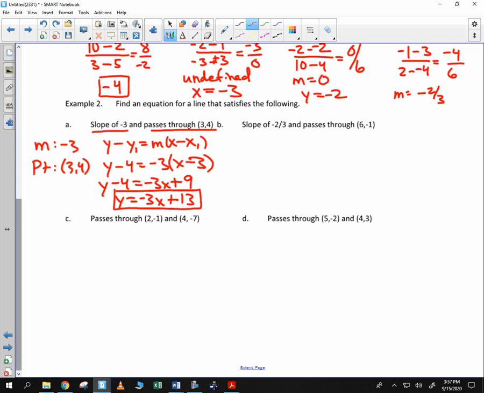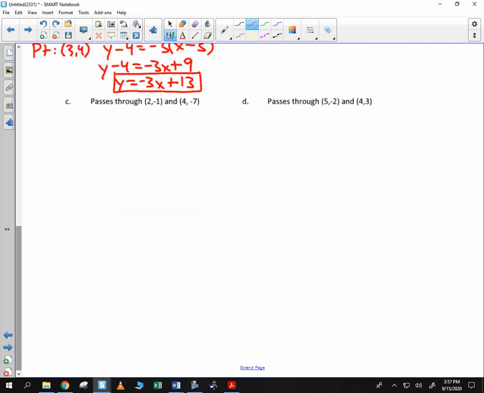We won't do the second one. Really no need to in this situation. This one is different because it doesn't give you the slope. But you could choose whichever point you want. I would like to choose 4, negative 7. If you chose the other one, you'd come up with the same result. If I want to determine the slope, I do y sub 2 minus y sub 1 divided by x sub 2 minus x sub 1. Notice negative 7 minus negative 1 gives me negative 6, and 4 minus 2 is 2. Slope is negative 3.